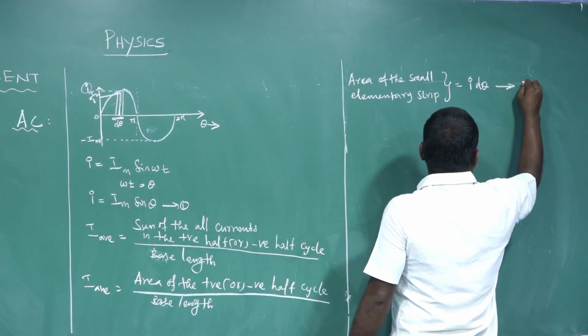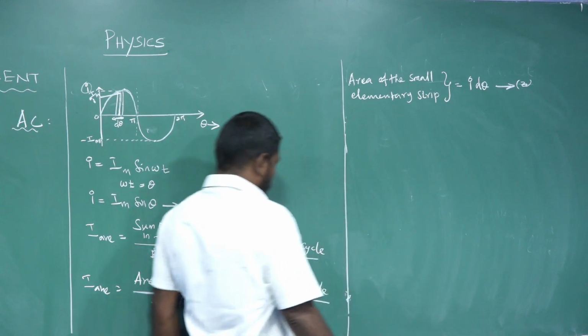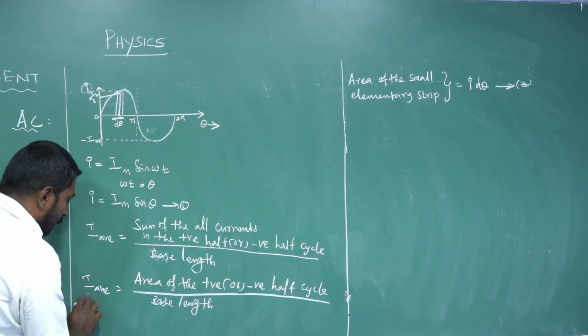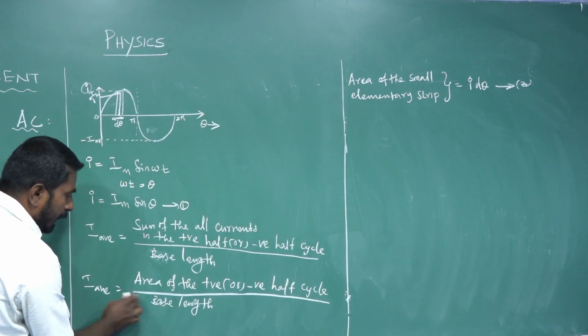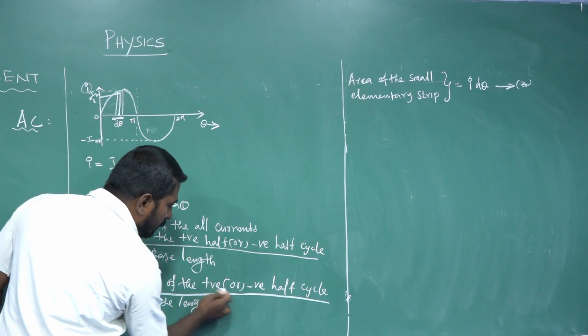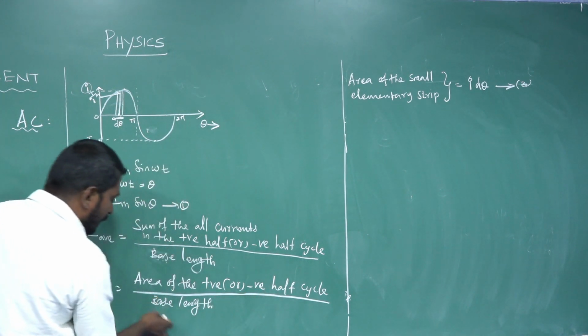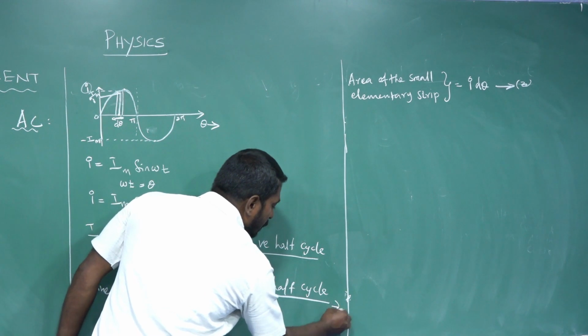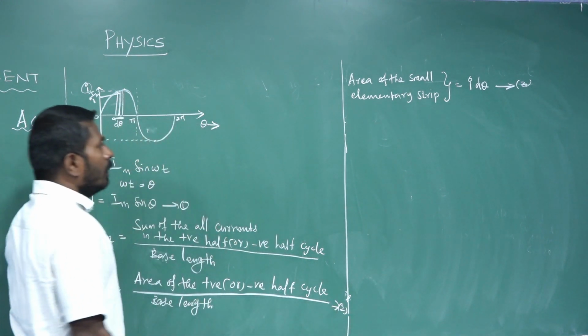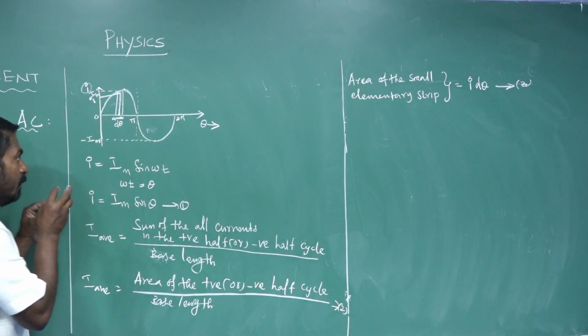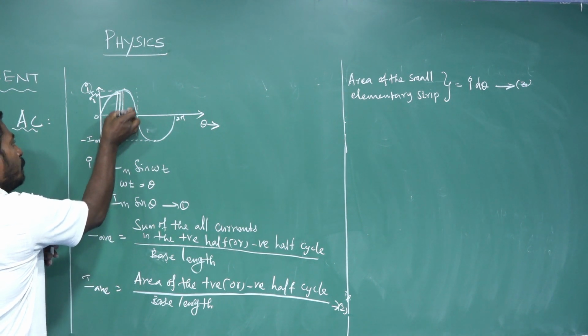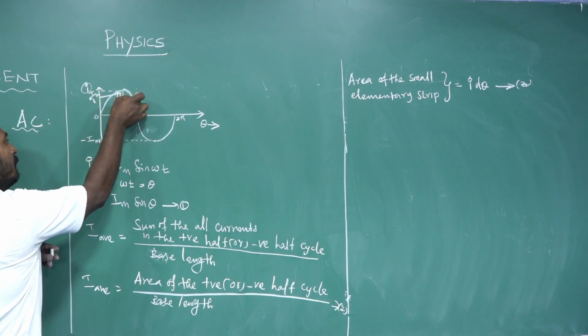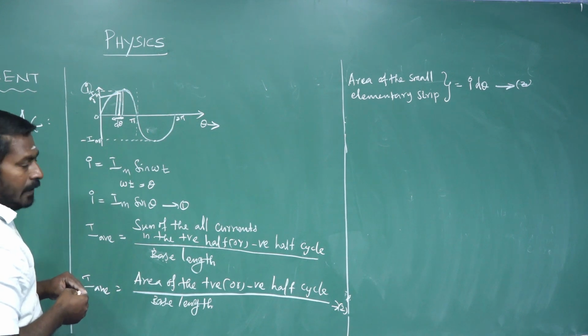Equation number 3. Average value of alternating current is equal to the area of the positive half cycle or the area of the negative half cycle divided by base length. This is equation 2. Already we found the area of the small elementary strip in the positive half cycle of alternating current.